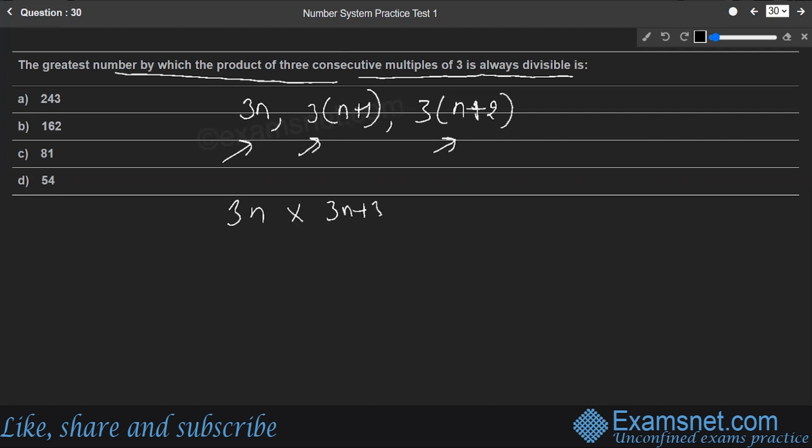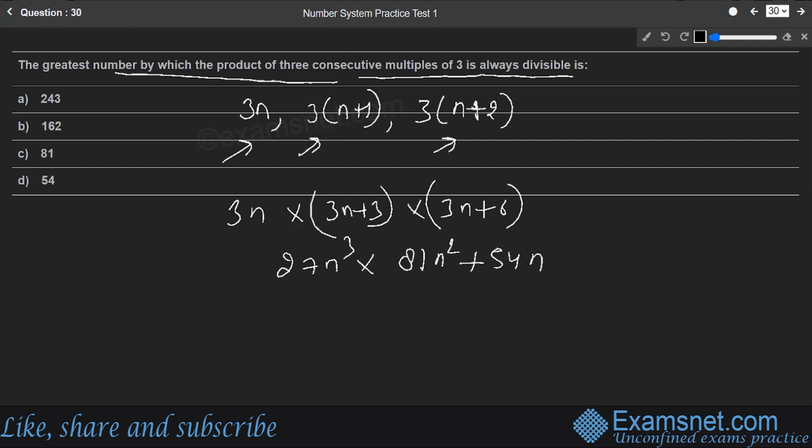3n plus 3 multiplied by 3n plus 6. If you try to multiply, 3 threes are 9, 3 nines are 27, n cube has come, multiplied by 81n square plus, if you multiply, it's going to be 54n. I've just done the product of these three numbers. This is what I'm getting.